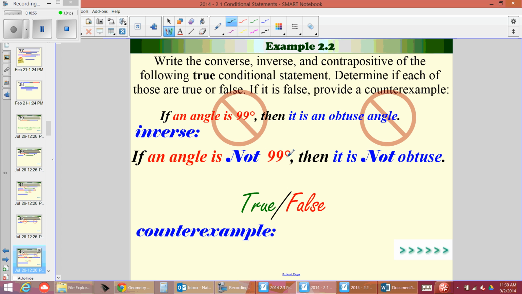An angle is 100 degrees. Is that not 99 degrees? Okay. Is that angle not obtuse? No, it's obtuse. A 100-degree angle is still obtuse. So this is a false statement, and we can do it.